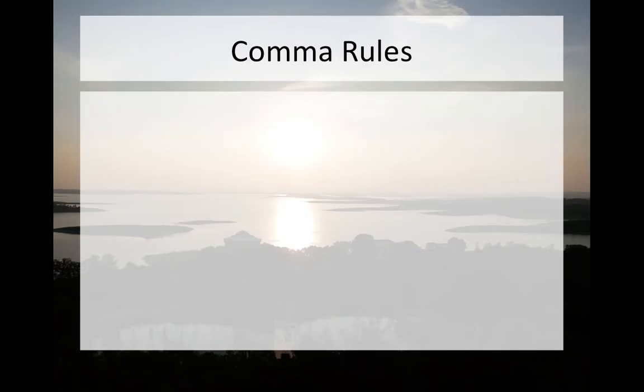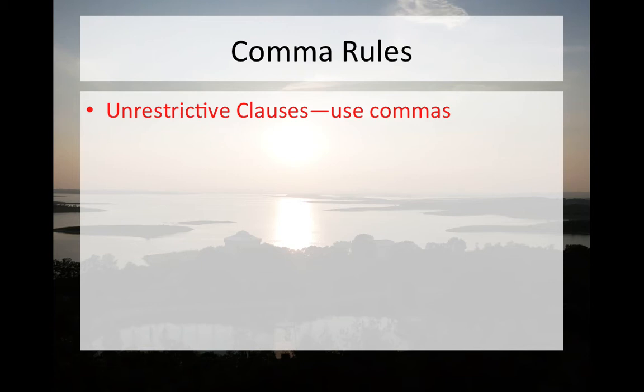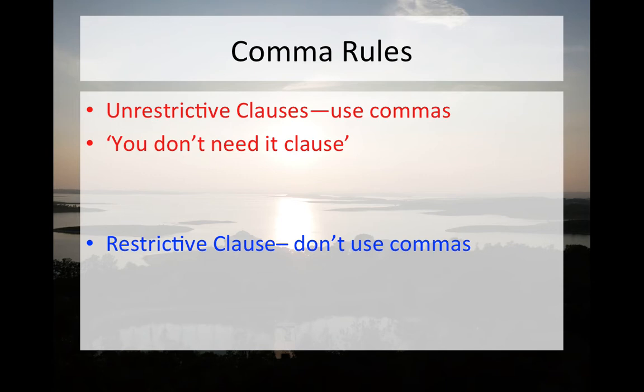Okay, comma rules. We're going to be looking at two types of clauses, one which uses commas, called the unrestrictive clause. We can also call this the you don't need it clause. We're also going to be looking at a clause called a restrictive clause. In this case, we will not use commas. You as a writer, you as a reader, it's important to distinguish between the two. We can call the restrictive clause the you need it clause.